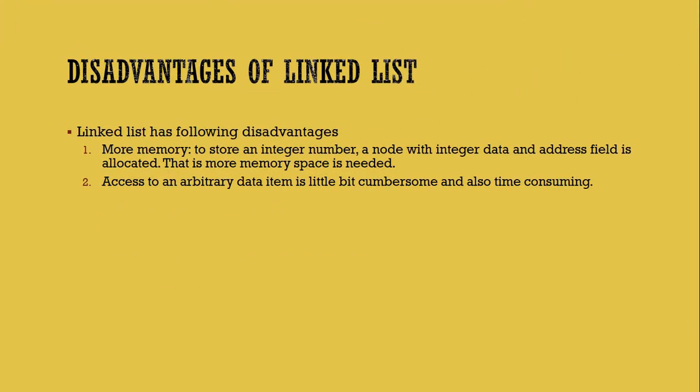What about the disadvantages? It needs more memory. To store an integer number, a node with integer data and address field is allocated. There is more space required here. The storage needed for the pointers is additional memory required. So this can be considered as a disadvantage. Access to an arbitrary data item is a little bit difficult, cumbersome, and also time consuming. That is because you cannot access data items randomly. You can access it sequentially by moving from the beginning until the data item that you are looking for. Then you have to make traversals movements. That makes it a little bit difficult.